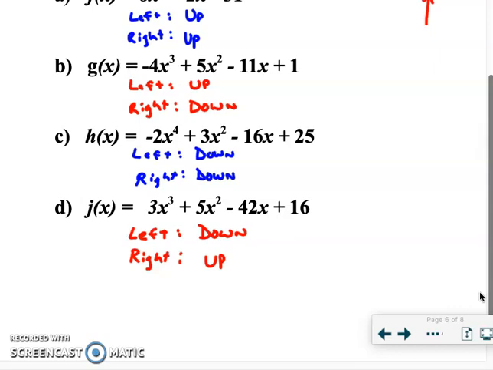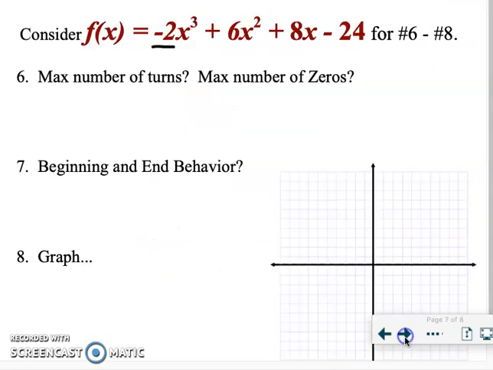Again, this is just a memorization thing. Luckily, it's a pretty simple pattern, but this is a big deal for us, as we said. All right, the next few problems on this slide, we want to consider f of x equals -2x cubed plus 6x squared plus 8x minus 24. We're going to use this function f of x for number 6, 7, and 8.